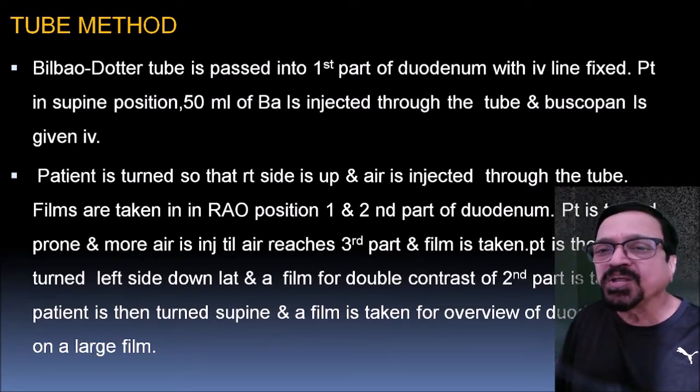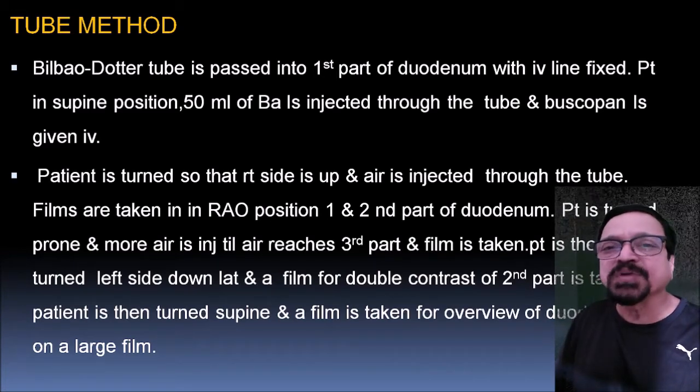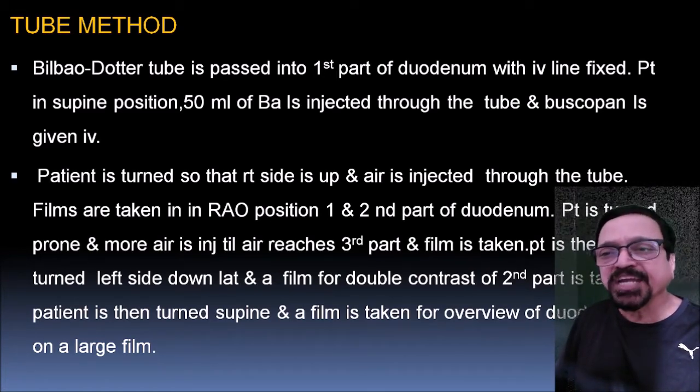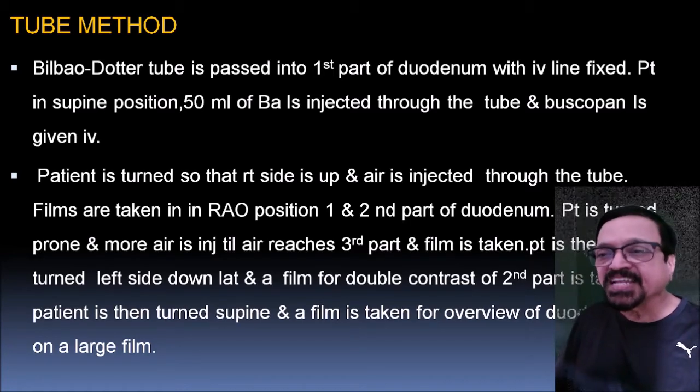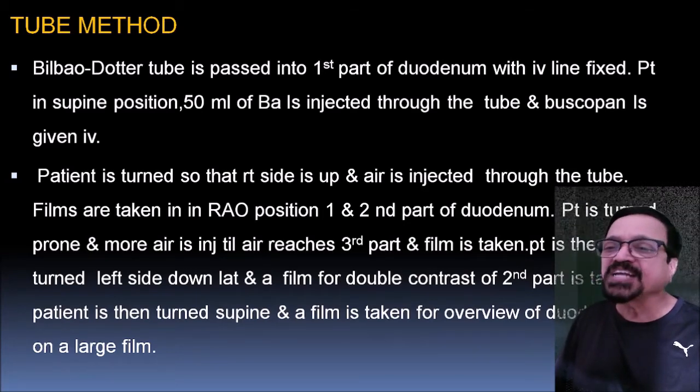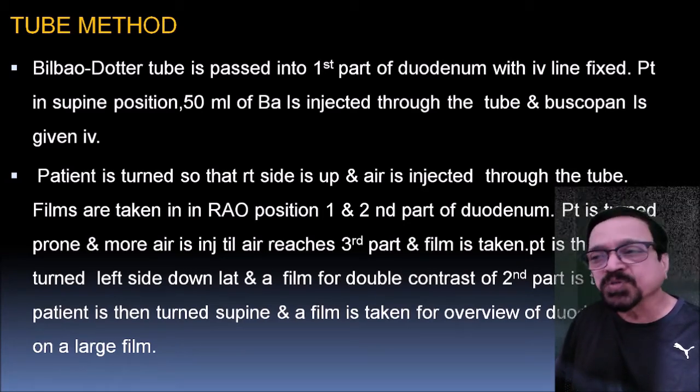Patient turns prone and more air is injected, because we have got a tube in, so we can push the air and we can also achieve the distensibility because it is hypotonic. Then it gives the best distension as well as the best visualization of the mucosa.